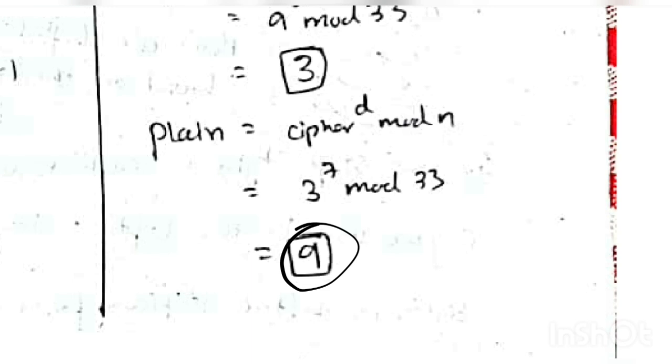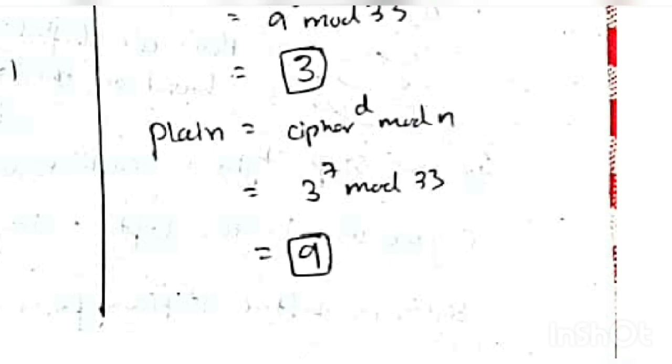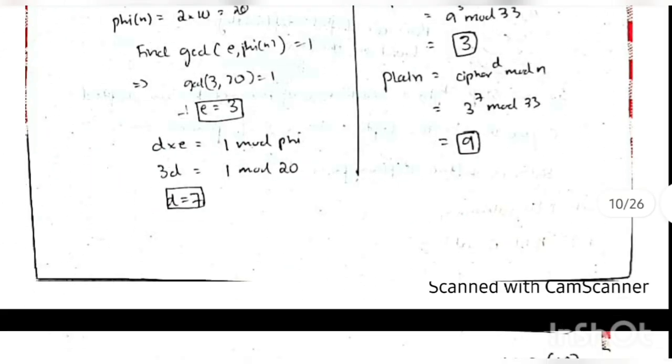If you want to know exactly how this division works, for example if it is 3 power 70, how you have to divide, I have explained that in the lab video of RSA. You can watch that one. So this is basically about the RSA. Let's solve one more problem.